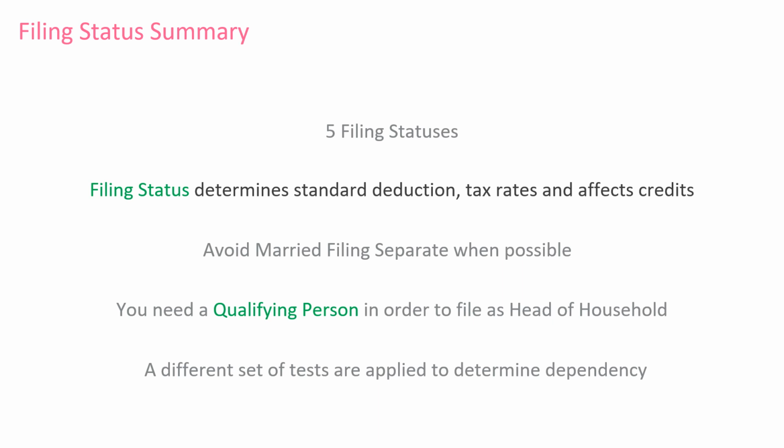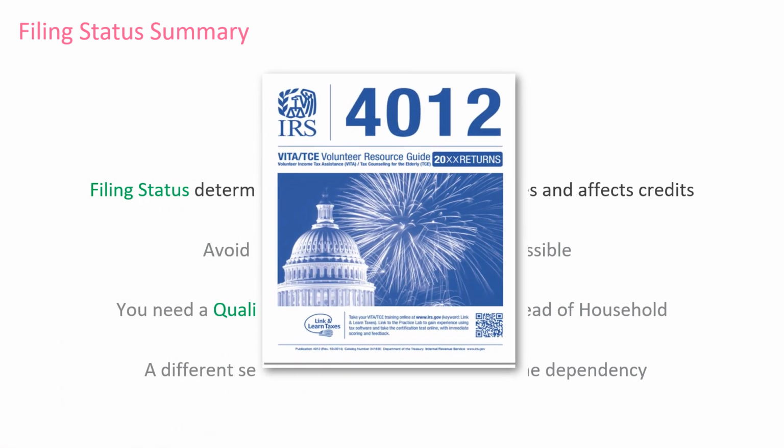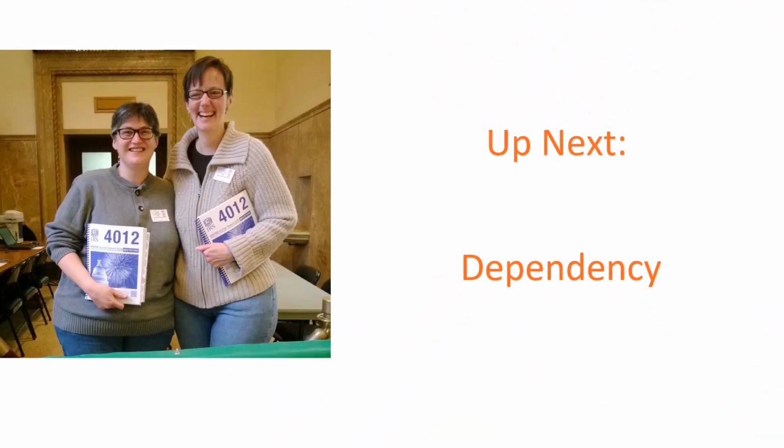You do not need to memorize this information in detail. Use your flowcharts in your 4012 to help you determine filing status. Remember, you are learning IRS terminology and rules. It can be confusing if you're not familiar, but working with these concepts will quickly become easier as you gain more knowledge and experience. That's it for filing status. Next, we'll cover dependency.